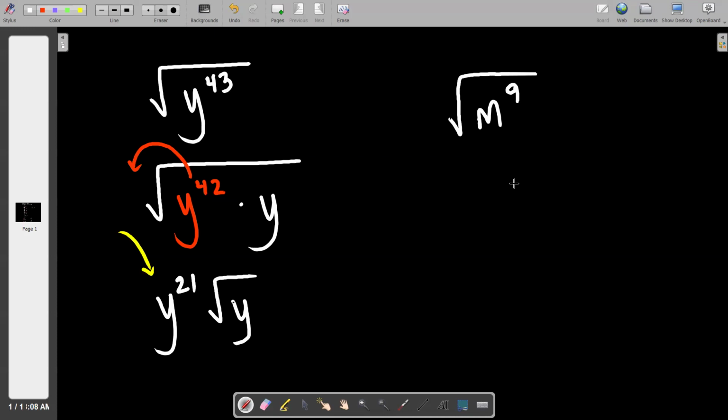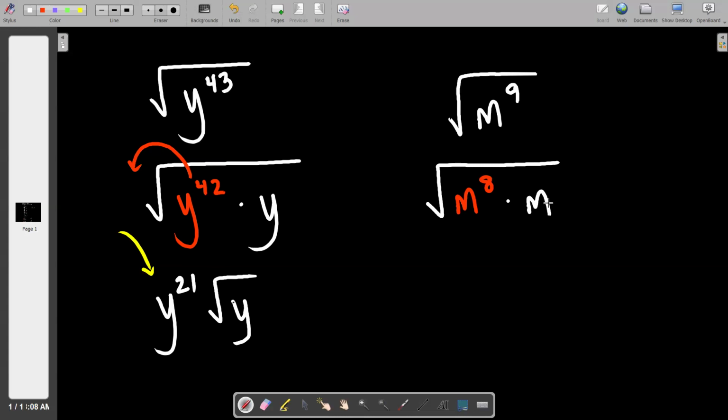M to the 9th is no good. But we could get really close up to m to the 9th, right? What would we break m to the 9th into? M to the 8th. The sound of your voices tells me that that clicked that time. I heard a lot of voices saying that.